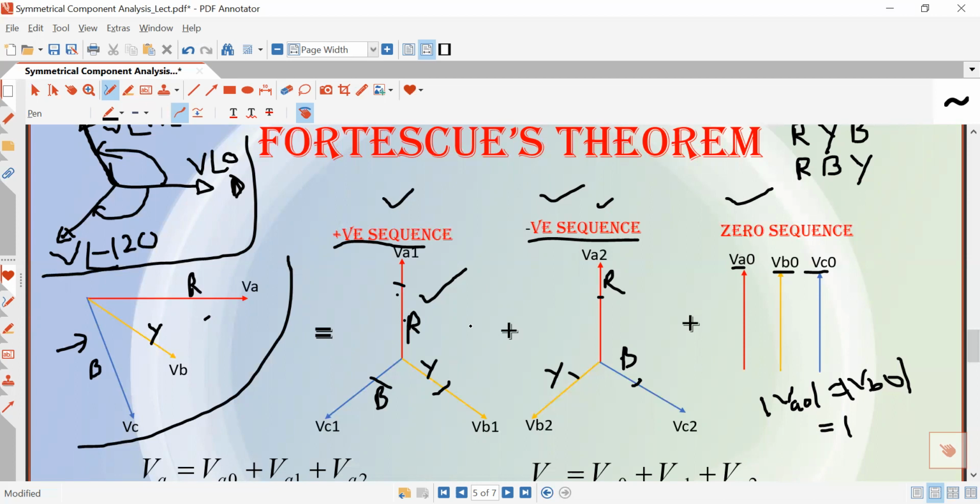So what is the positive sequence component? A set of three phasors equal in magnitude, displaced from each other by 120 degrees in phase, and having the same phase sequence as the original phasor. You must remember. And what is the negative phase sequence component? A set of three phasors equal in magnitude, displaced from each other by 120 degrees in phase, and with phase sequence opposite to the original phasor. And what is the zero sequence component? Three phasors equal in magnitude with zero phase displacement between the phasors. So this is the meaning of positive, negative and zero sequence component.